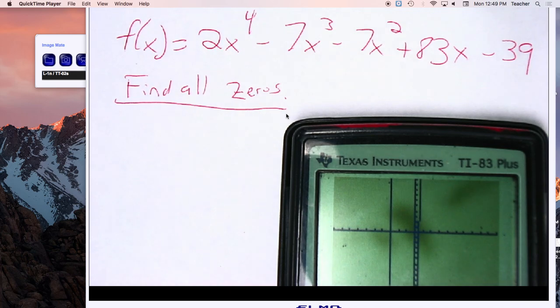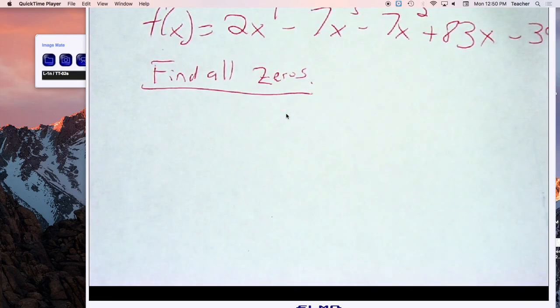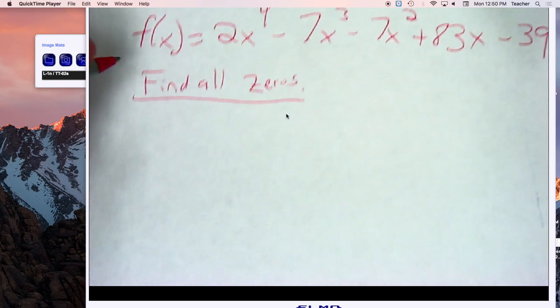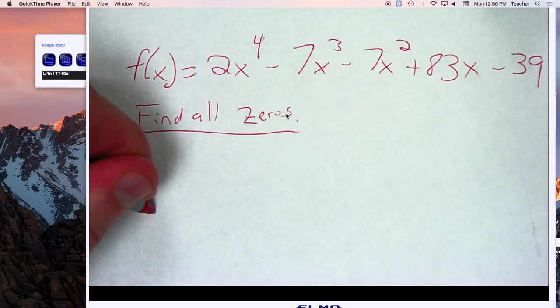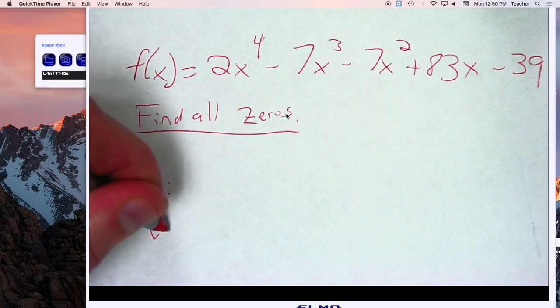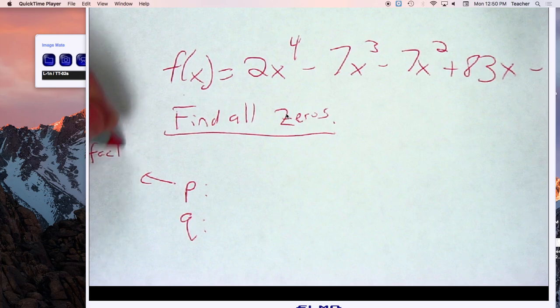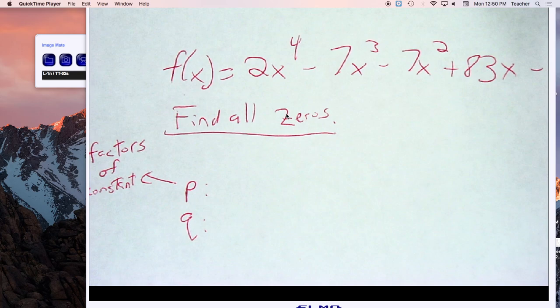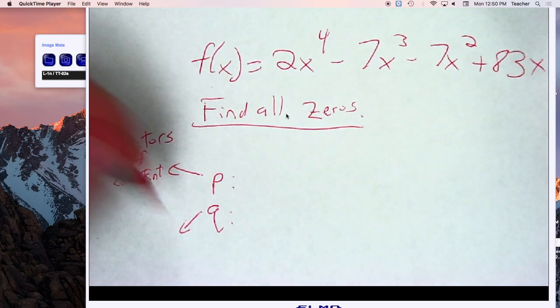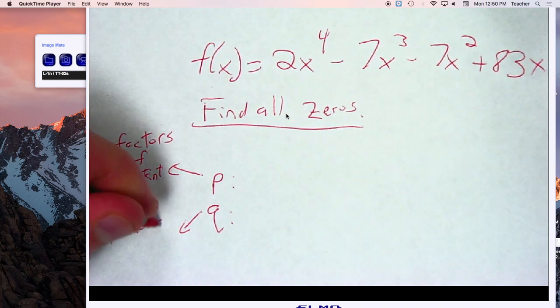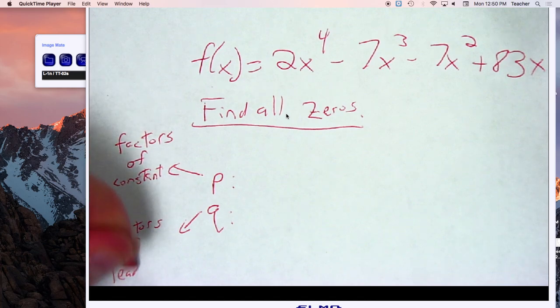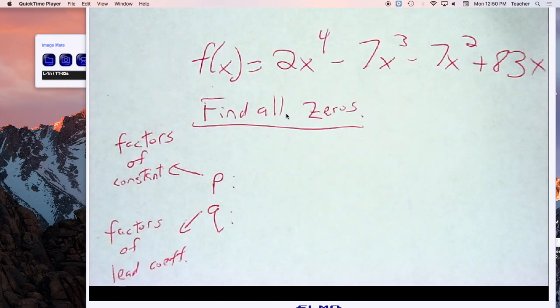I'm also going to show you a tool that is sort of handy to go along with your calculator, and it's called the rational root theorem. And so the way the rational root theorem works is I'm going to make a list of what are called P's and Q's. P is going to be the factors of the constant, and so that's the number with no x's on it. And the Q will be the factors of the lead coefficient. And so that's the number in front of the highest power of x.